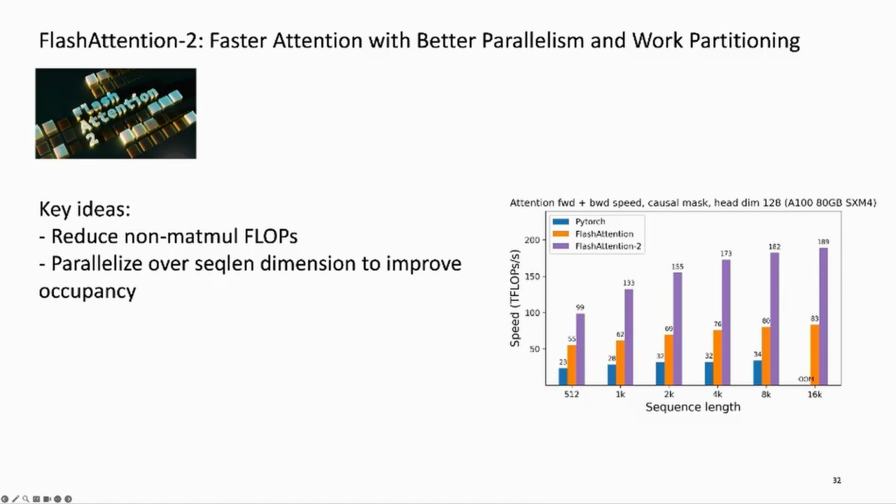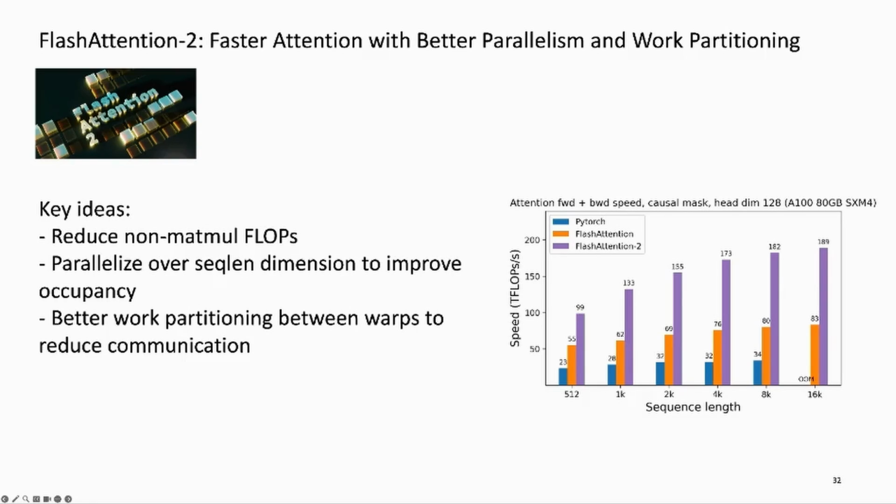And we do better work partitioning between warps. A warp is a unit of 32 threads. So this is a little bit of low-level optimization to reduce communication between warps, and taken together, they improve speed by around 2x, and it's getting somewhat close to, I would say, the upper bound, which is how fast just pure matrix multiply can go. So we're not quite there yet.